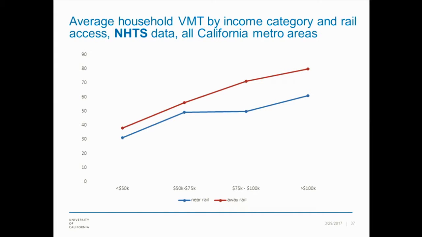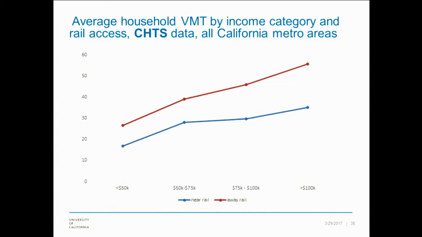Their categories of the two travel surveys are slightly different from each other, so we've aggregated them for these graphs to be able to compare. All right, so Maggie, could you go to the next one, which is average household VMT by income category and rail access for the CHTS data. And what you can see here is a very similar pattern.